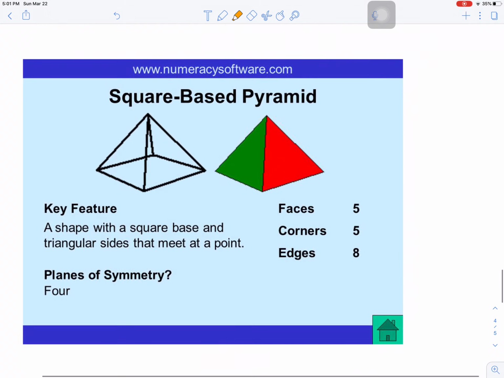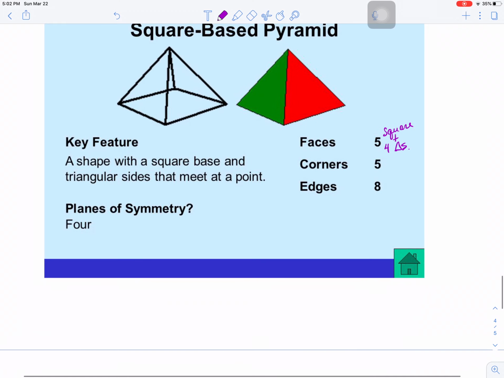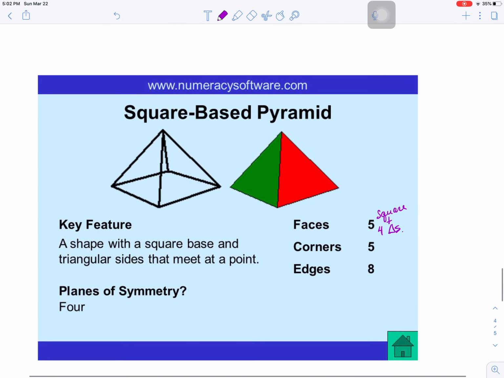Or you could have a square-based pyramid where there's a square on the bottom, triangles still coming up. So you have one from each of those sides, making 4 triangles, 1 square base. So you have the square plus 4 triangles. Okay? So those are the figures.